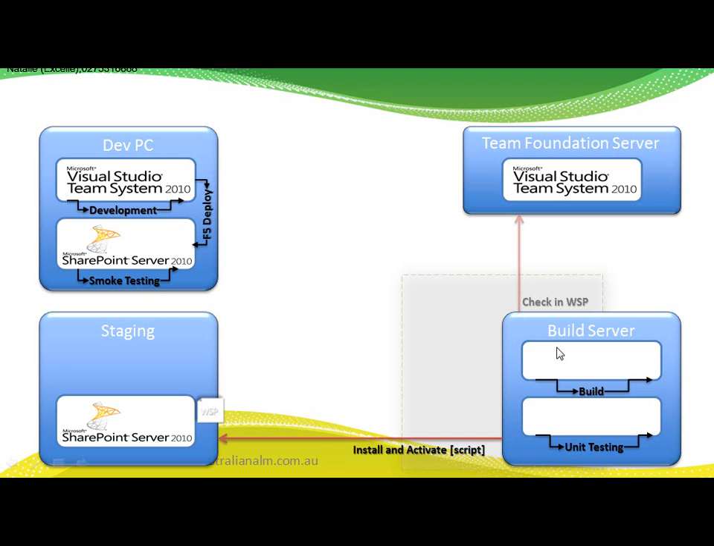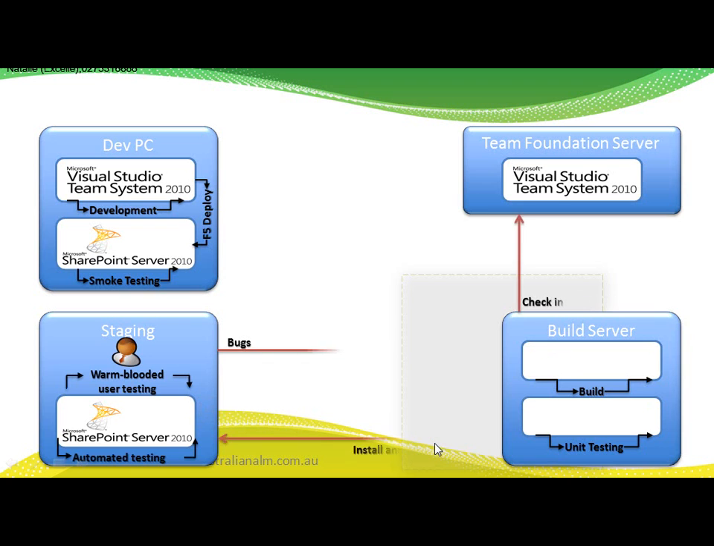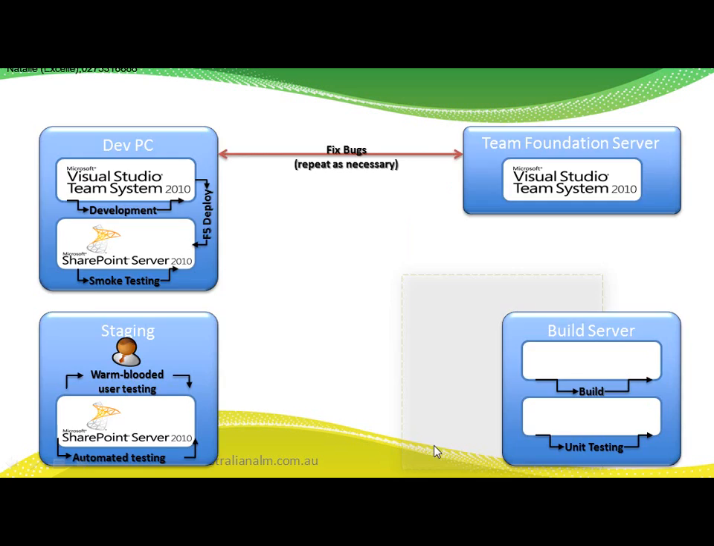Potentially, rather than an administrator actually deploying that to the staging server, we can have an install script, possibly using PowerShell 2's remoting capabilities to do that deployment. And then the UAT testing from the user testing happens, and the automated testing happens, and bugs are submitted back into Team Foundation, and then those fixes are repeated until those bugs are eliminated.